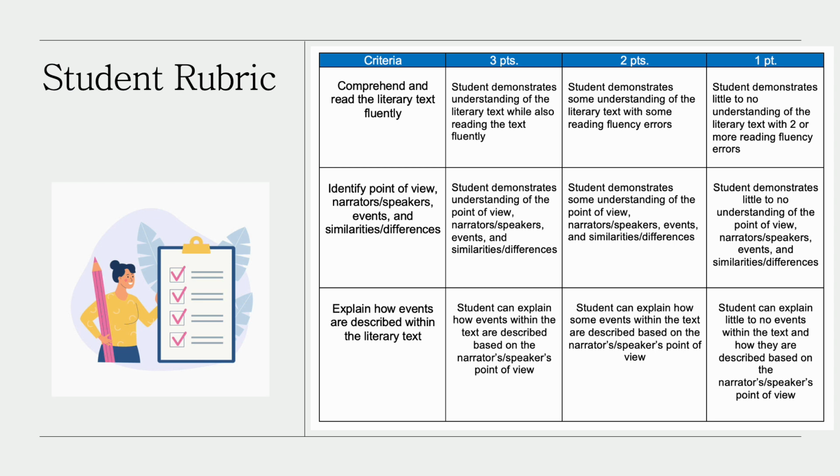The student rubric that is given to student learners at the beginning of the lesson contains certain criteria to follow. This criteria is important for the self-assessment process. The criteria consists of comprehending and reading the literary text fluently, identifying point of view, narrators or speakers, events and similarities or differences, and explaining how events are described within the literary text.